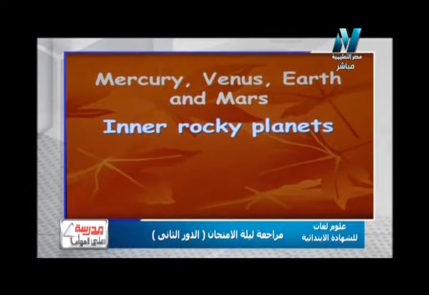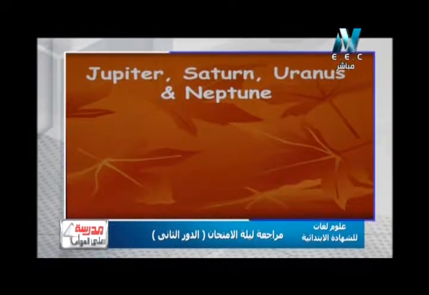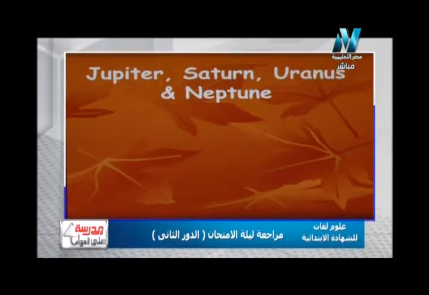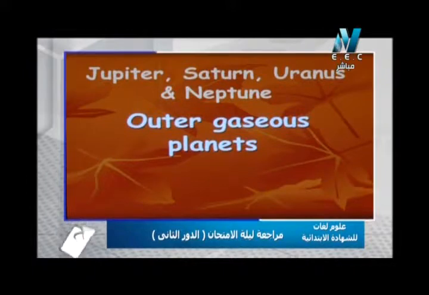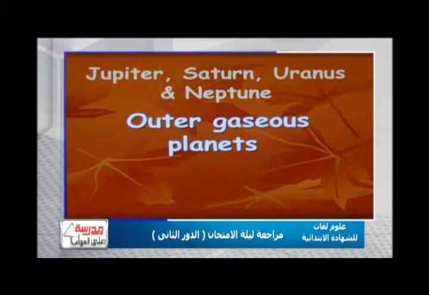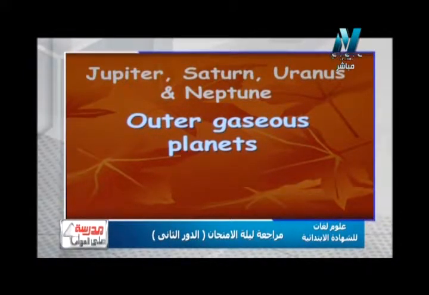They are inner rocky planets. So what about Jupiter, Saturn, Uranus and Neptune? Surely they will be the outer gaseous planets. So again, Jupiter, Saturn, Uranus, Neptune, they are outer gaseous planets.